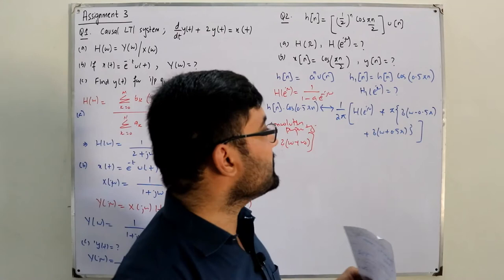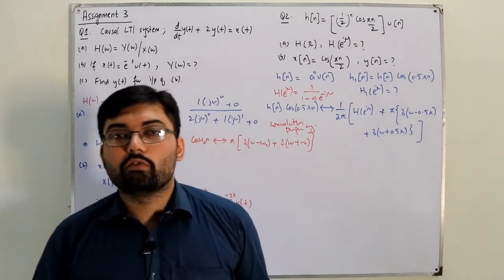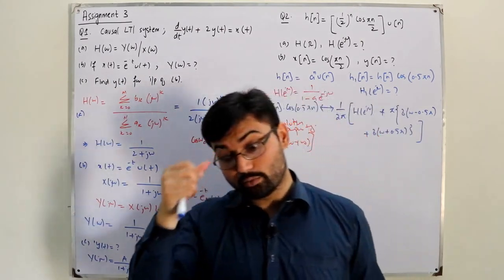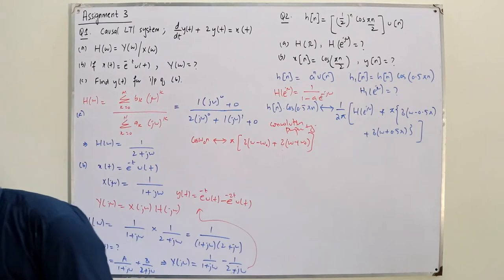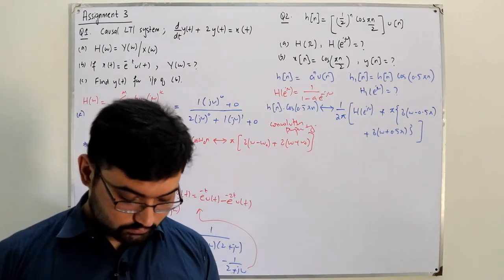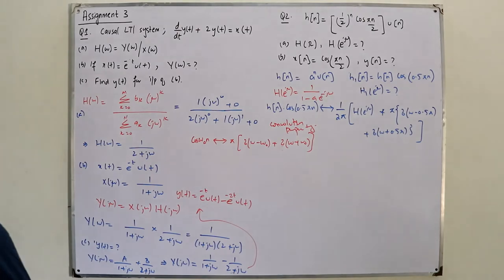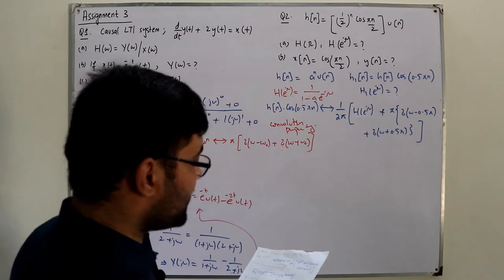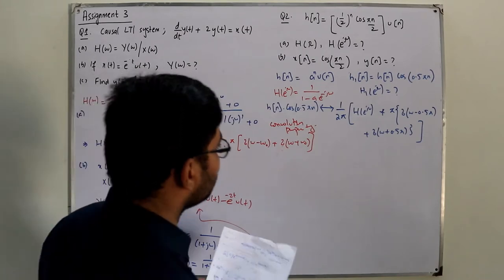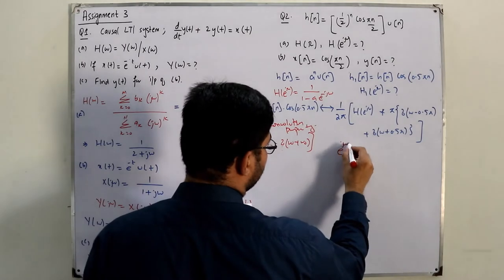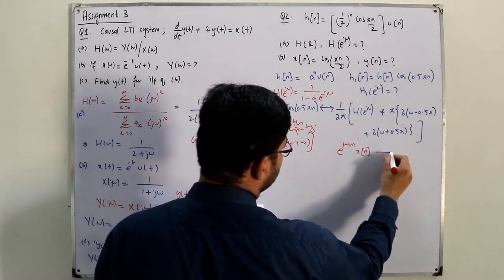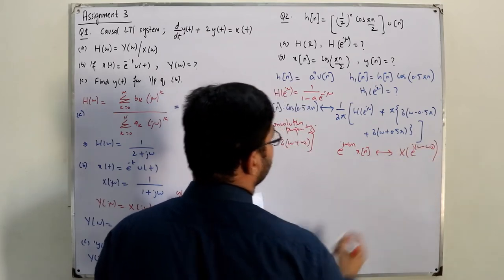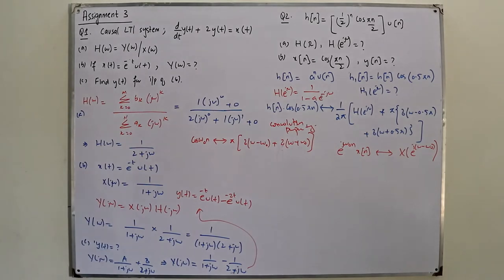Now you know that something that is convolved with an impulse would give you the impulse back. And if it has some shifting, the original transform would be shifted by those units. So I would write over here what property I'm going to use: I have exponential of jω₀n with x of n. This would give you X(e^{j(ω−ω₀)}), and this is what I'm going to use over here.